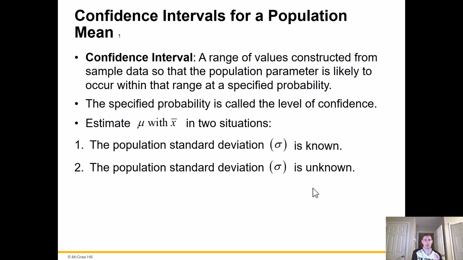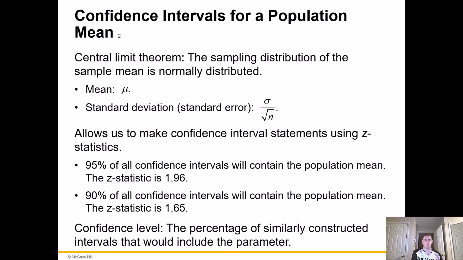We estimate this, and you may or may not have seen these terms before, mu, and you can just call this x bar, in two situations. The two situations are: the population standard deviation, sigma, is known, or the population standard deviation is unknown. So let's talk now about what we call the central limit theorem.